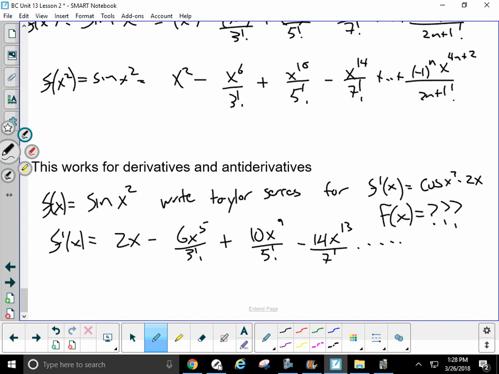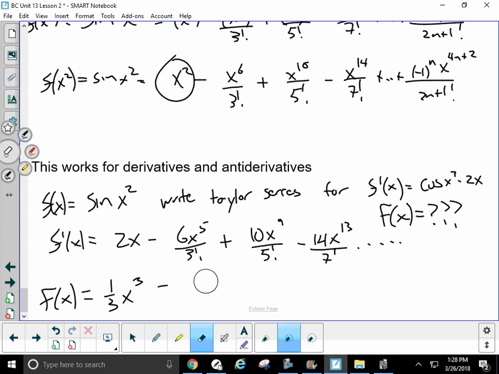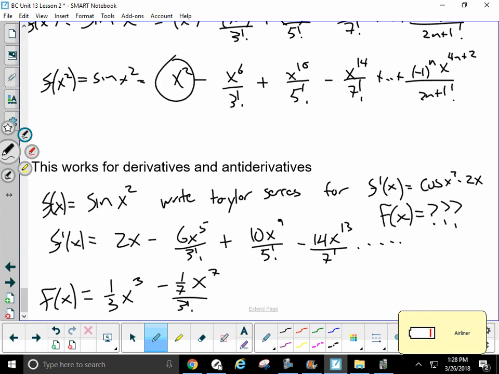And since I know sine of x squared equals this polynomial, I can say big F of x, the antiderivative of sine of x squared, will just be equal to the antiderivative of this polynomial. I can take the antiderivative of all of those individual pieces. Ready? It's just 1/3 x cubed, minus x to the 7th times 1/7 times 3 factorial. Keep going.